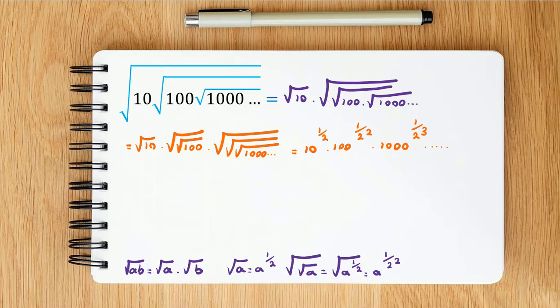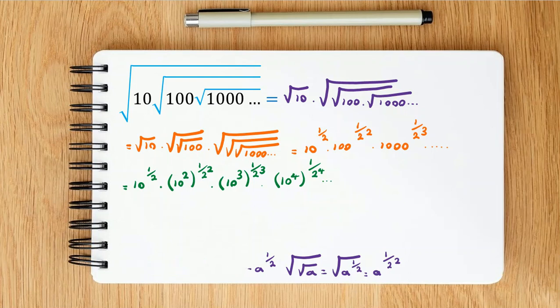Now, next step, what should we do? All numbers are powers of 10: 10 squared, 10 cubed. So let's write them like this. The first one is 10 to the power of 1 over 2 times. The next one, 100, is 10 squared to the power of 1 over 2 squared. The next one, 1000, is 10 cubed to the power of 1 over 2 cubed, times the next one, 10 to the 4 to the power of 1 over 2 to the 4, and so on. Now for the next part, we use another formula.